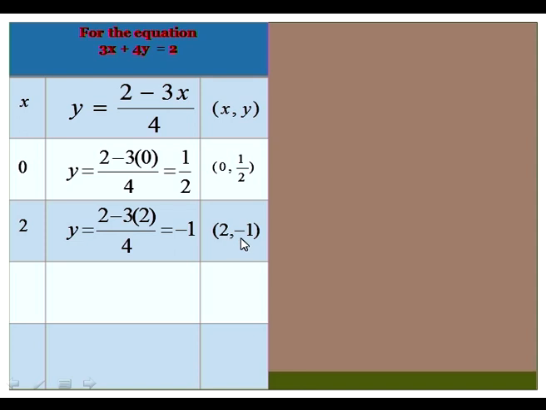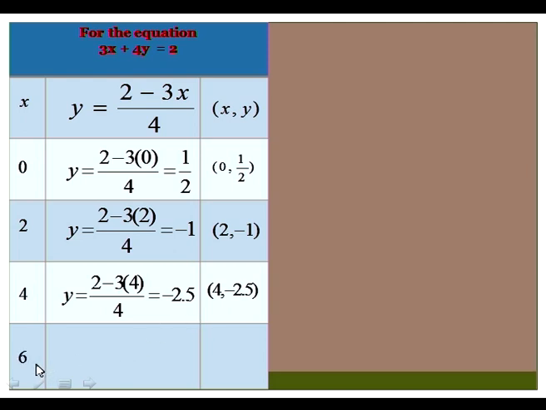So, our ordered pair is (2, -1). And when we take the x value as 4, our y value would be (2 - 3 times 4)/4, that is equal to -2.5. So, our ordered pair is (4, -2.5).